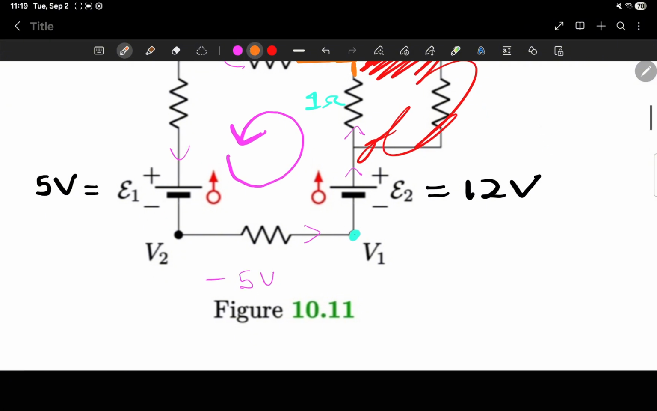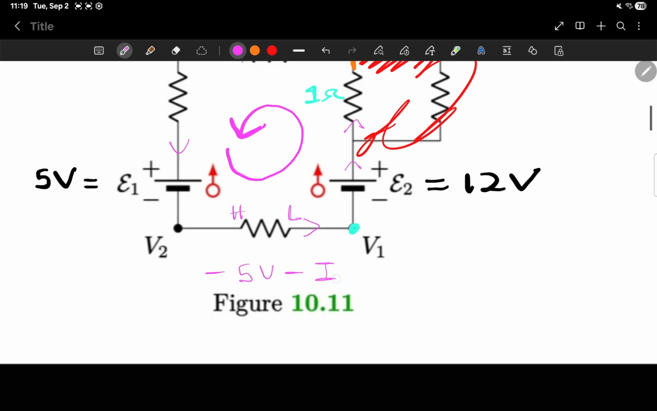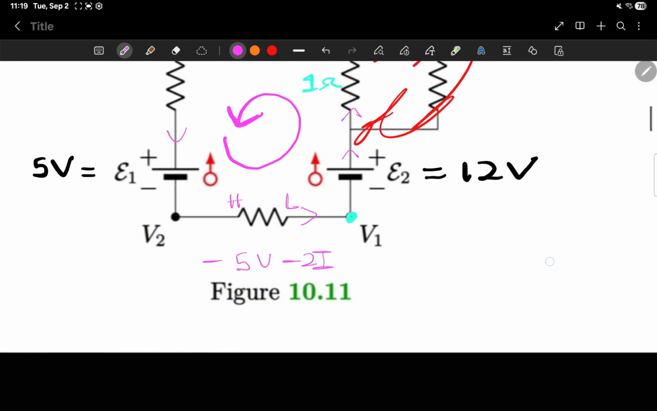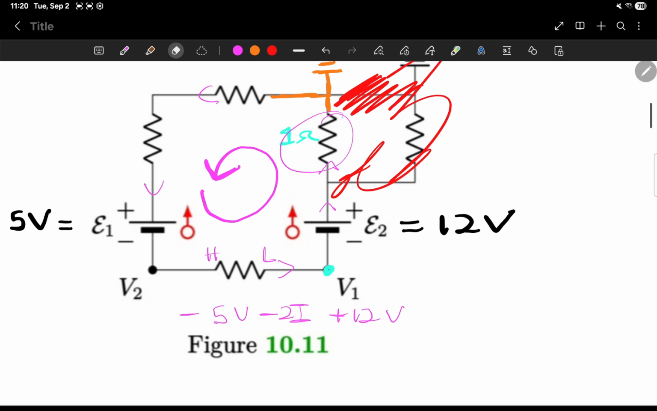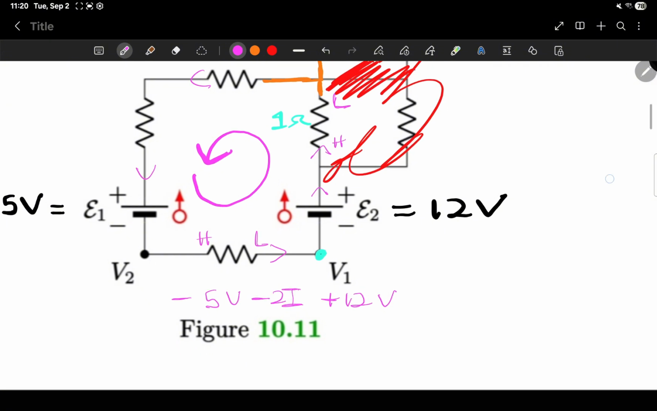So now going back to the loop rule, I started at E1, I went through the negative terminal, that gives me negative 5 volts. Now the current is flowing from high to low potential in this direction, so I do negative IR, I times R, which is 2 ohms, so I'm just going to write negative 2I. Then I'll go through this battery and it's going to give me positive 12 volts, so at the end I'm moving through a positive terminal. And then I'm moving through a 1 ohm resistor from high to low potential because I'm going along with the current.